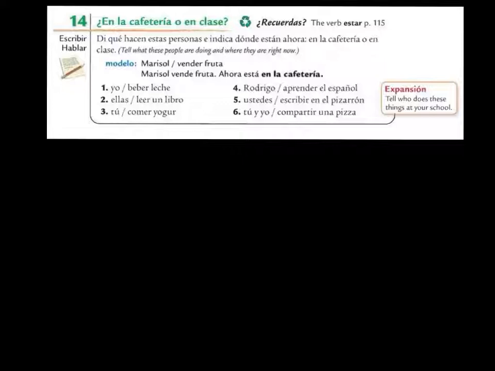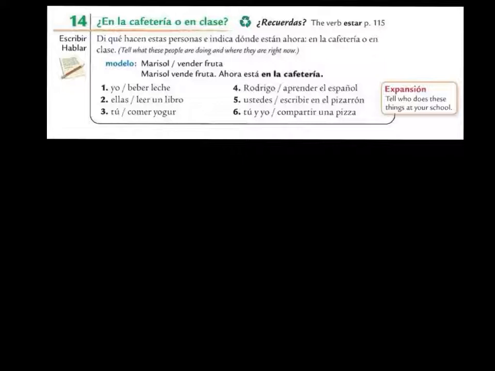Now, here is some more practice. I want you to pause the video and complete this activity by telling what these people are doing and where they are right now, okay? Go ahead and pause the video and complete numbers 1 through 6, and then play it to see your answers and check them to see if you did it correctly.